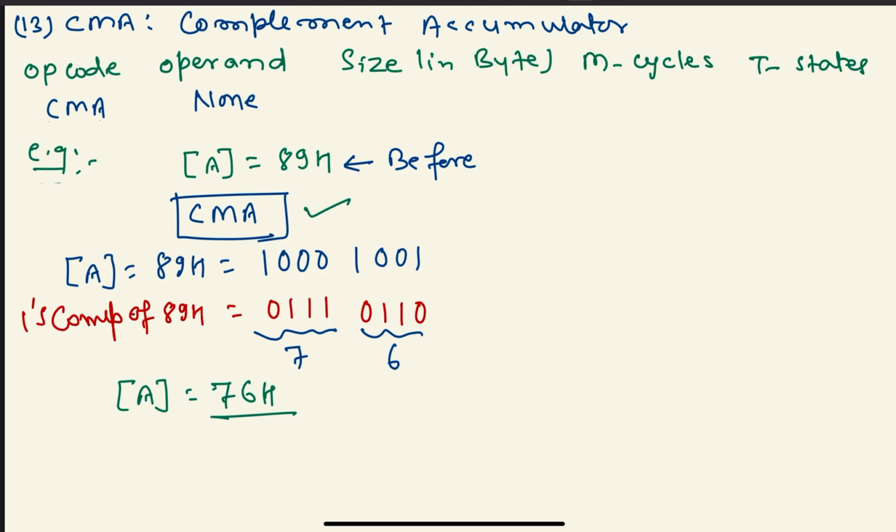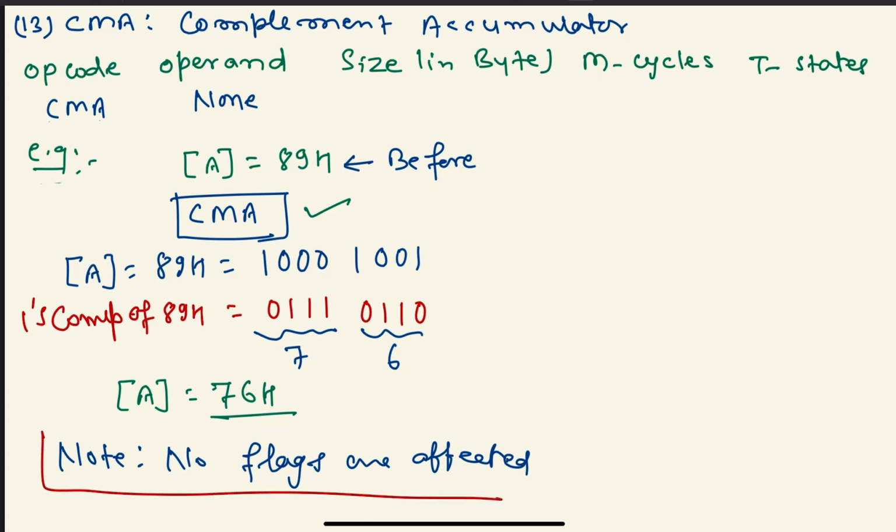Now what will be the impact on the flags? We need to note down that by the use of the instruction CMA, no flags are affected. No flags are affected. It means whatever the flag status was before execution of this instruction, that status will be carried forward the same after execution of this instruction also. That is the meaning of no flags are affected.